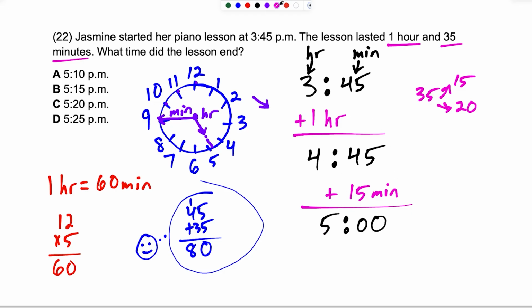Okay, but we just added 15 minutes. So now we just have to add another 20 minutes. Now this math is much easier to do. If we add 20 minutes, see how it's going to be 5:20. So it's going to be 5:20 when the lesson ends. Choice C is our answer.